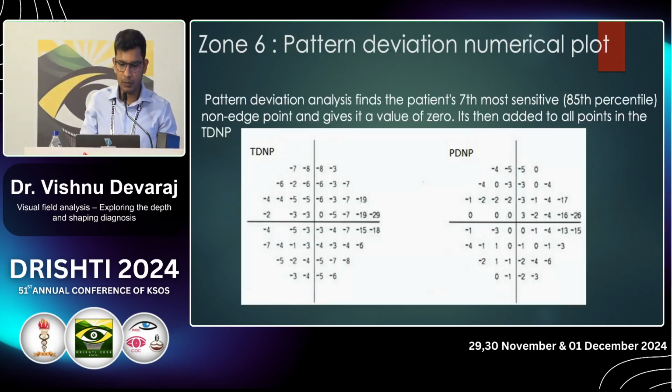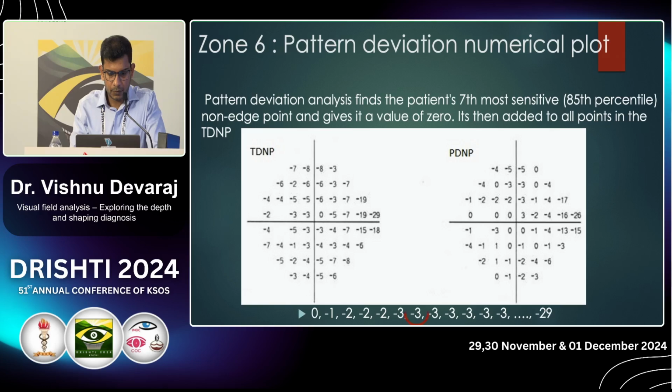Then pattern deviation numerical plot is derived from the total deviation plot by subtracting the generalized depression and focusing on the localized glaucomatous defect. So it is calculated by the 7th most sensitive point. This is just an example, but it will not always be correct, because the 7th most sensitive point or 85th percentile is subtracted from the total deviation plot and made 0.